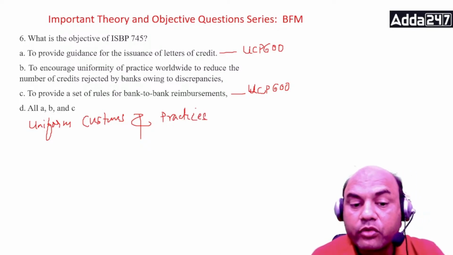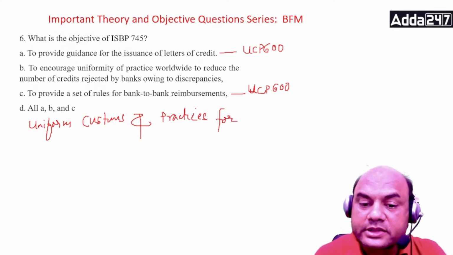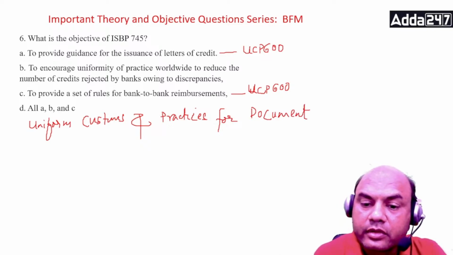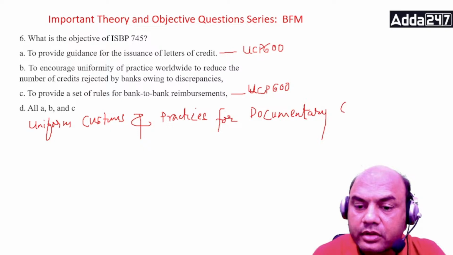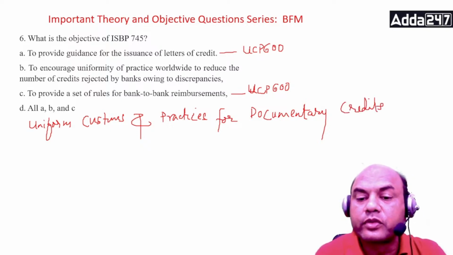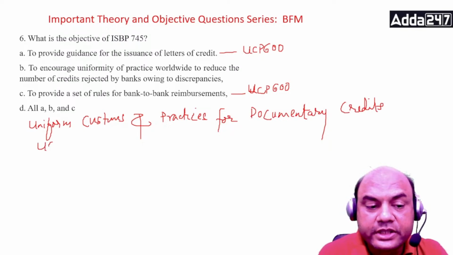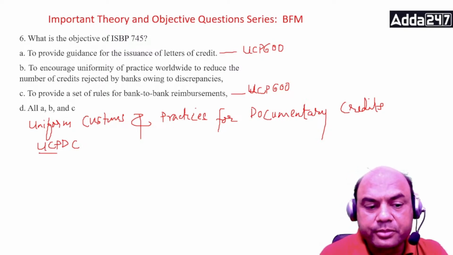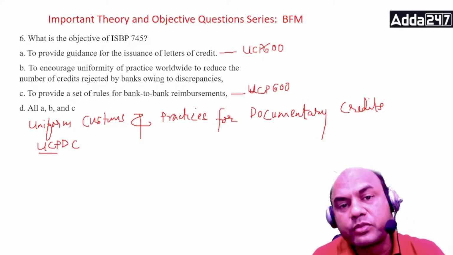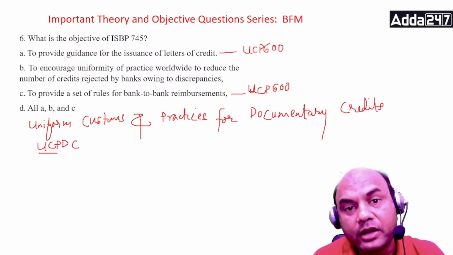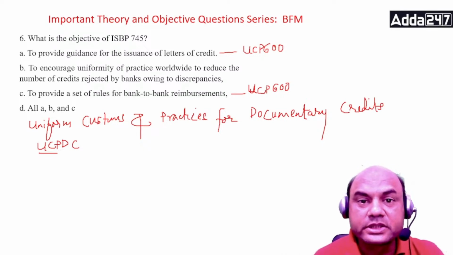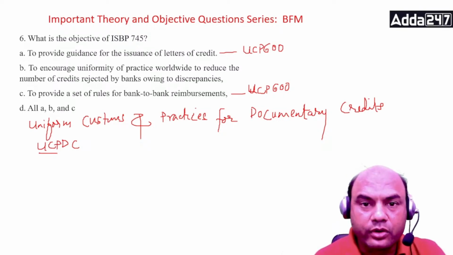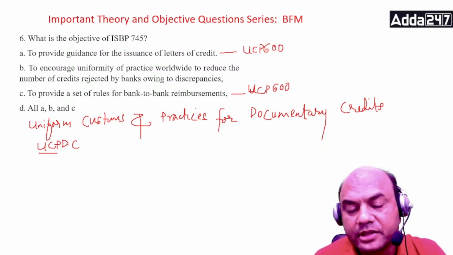UCP for documentary credits. The full form is actually UCPDC, Documentary Credits, but we don't write such a big word, so we write only UCP. And what is this 600? There are various versions of UCP. It started from 100, and before 600 there was 500. The next UCP coming up is UCP 700, but the date is not out yet, so we are still using UCP 600.